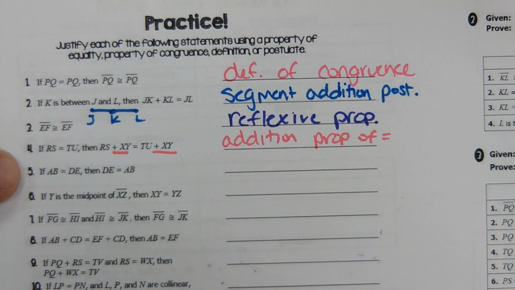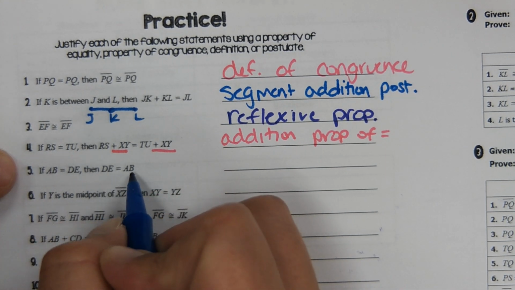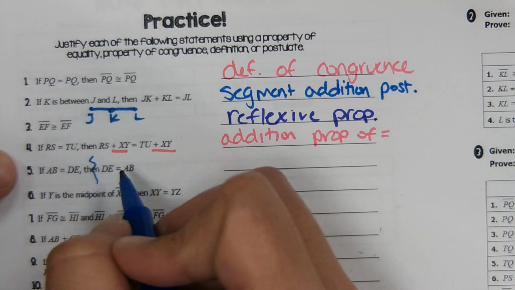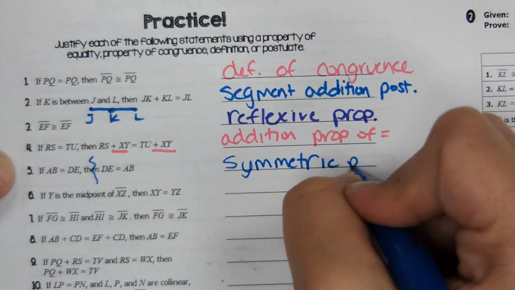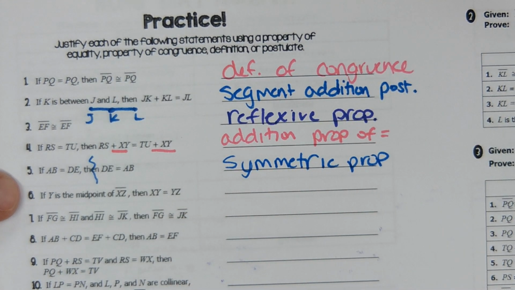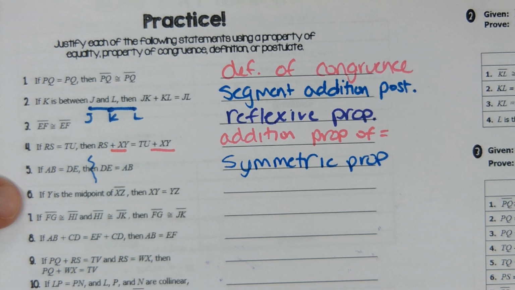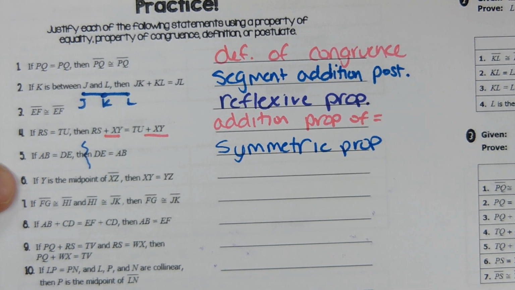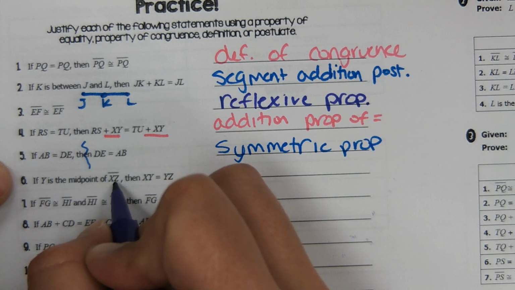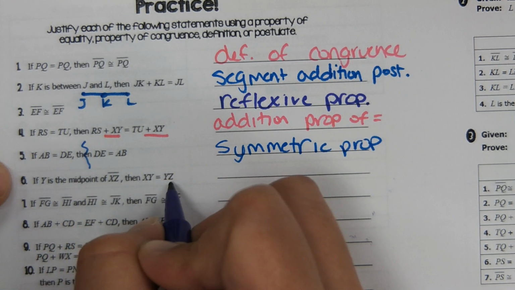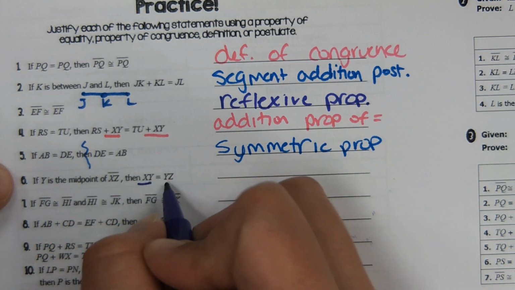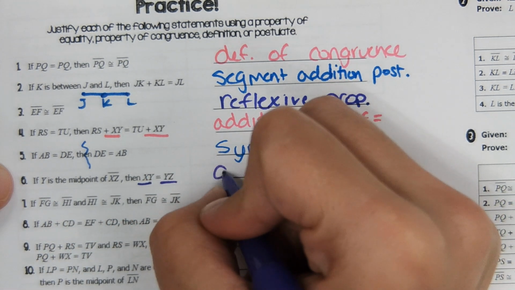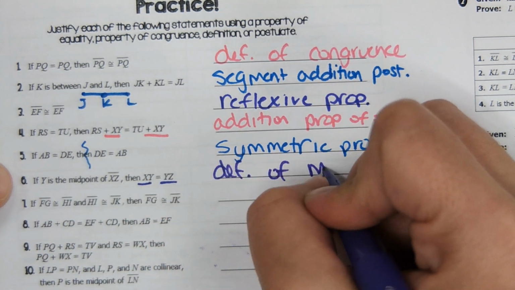Number 5 is AB equals DE, then DE equals AB. They just change the order. So that is symmetric property. Number 6, Y is a midpoint of XZ, then XY equals YZ. If Y is the midpoint, then yes, this side would be equal to the other side. That's definition of midpoint.